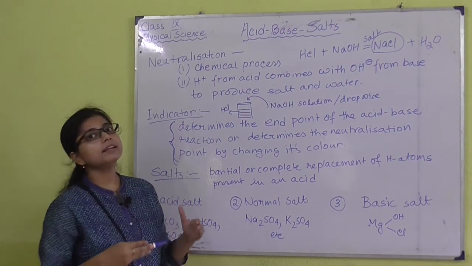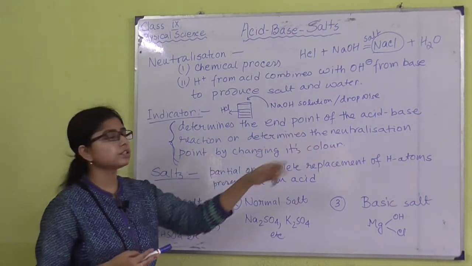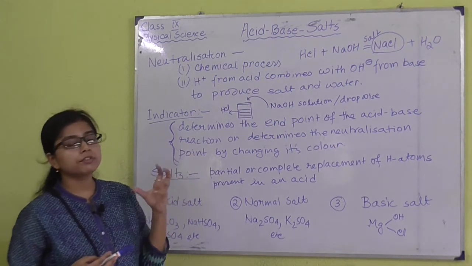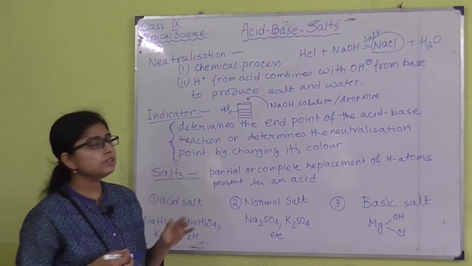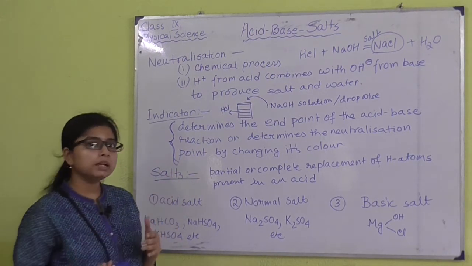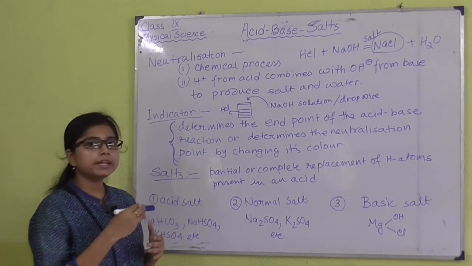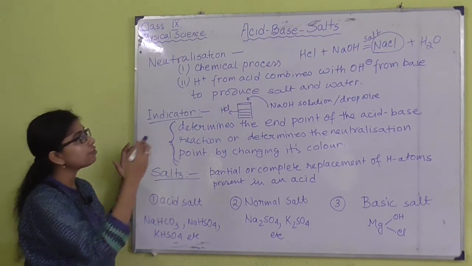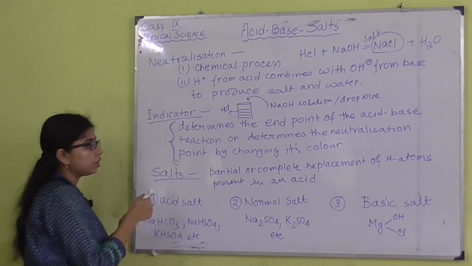So, to understand the neutralization point or the end point of a normal acid base reaction, we need an indicator, and three examples of indicator I have mentioned: phenolphthalein, methyl orange, and litmus paper, and you should know their normal color and the color they show in acid medium as well as in basic medium. Okay. So, this is very important, neutralization and indicator. And now the last topic of this chapter, that is salt.